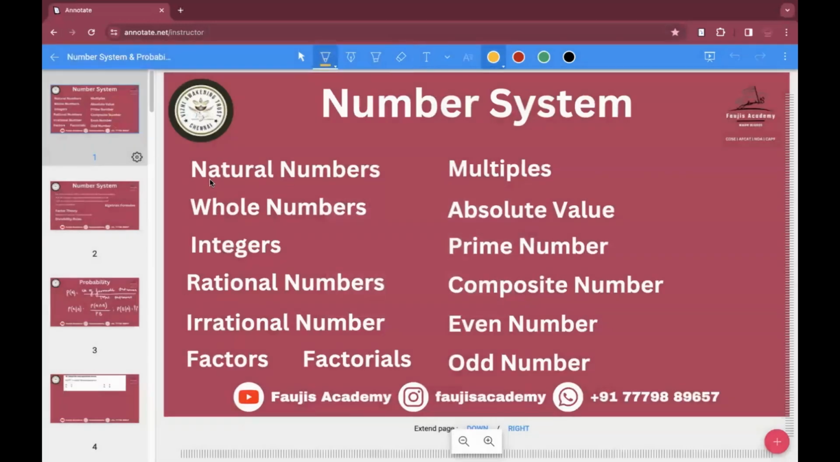So next, we have covered all this: natural, whole, integers, rational, irrational. Factors. Let's take a number called 24. If we go to the right hand side, let's change it. We write it as 48. And what is this, one time, two times, 72, 96, and so on.